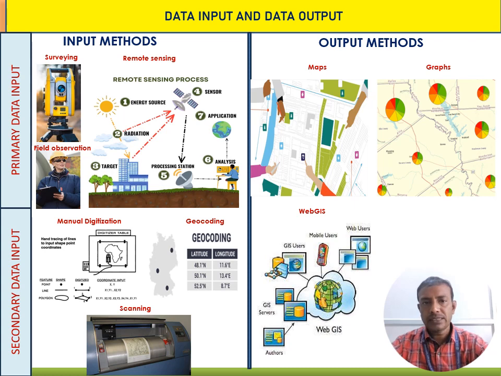And data output methods. GIS, as I discussed earlier, is capable of producing maps using various sources. And this map nowadays can be published in the web-based GIS system for the public. And the best example is Google Map, which is an outcome from this GIS system. This can be maps, graphs or charts, or the data published in the web-based system, that is the web GIS. These are the different outcomes from the GIS system.